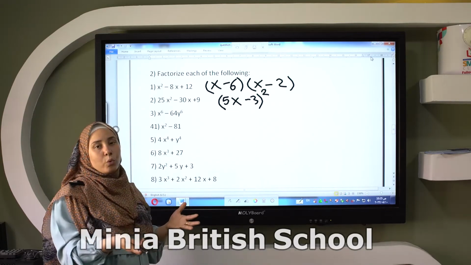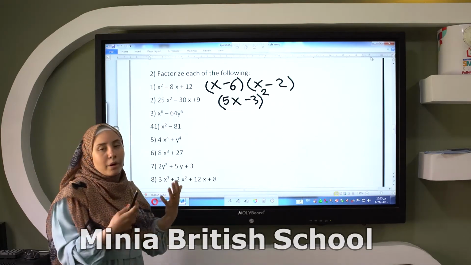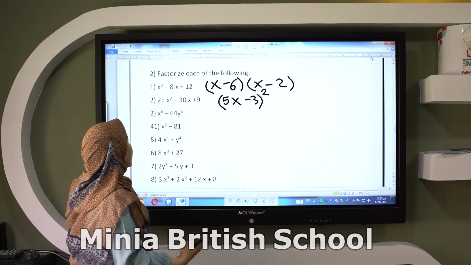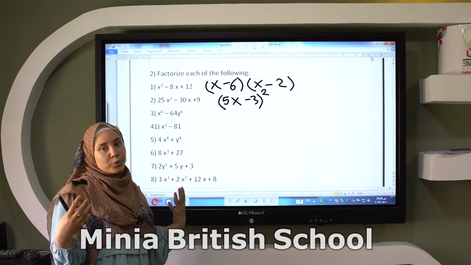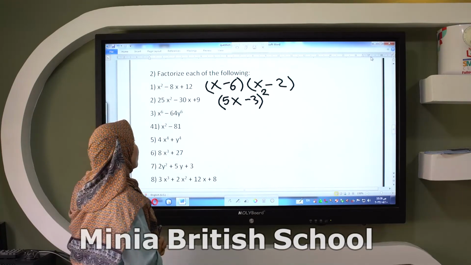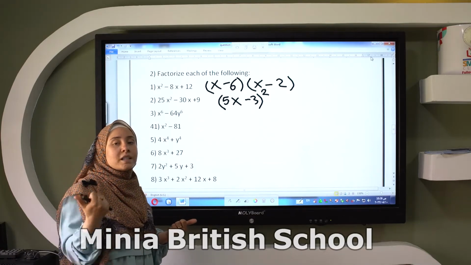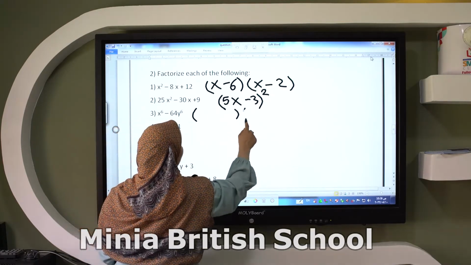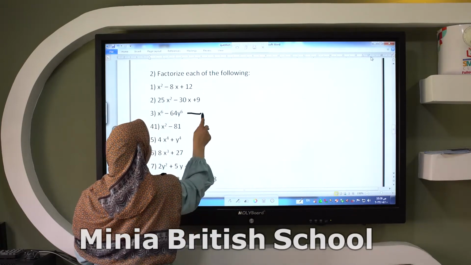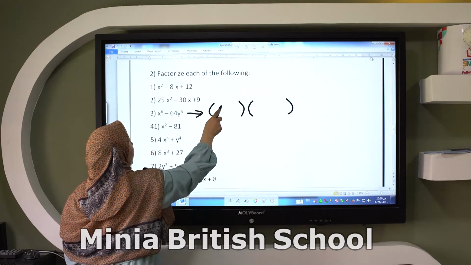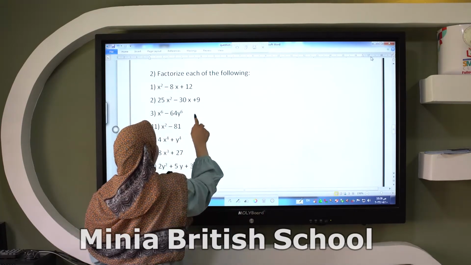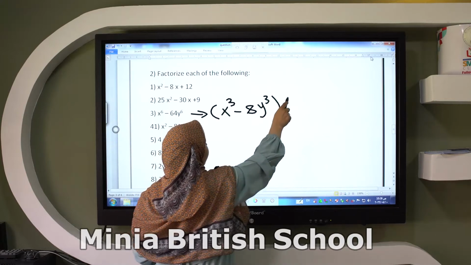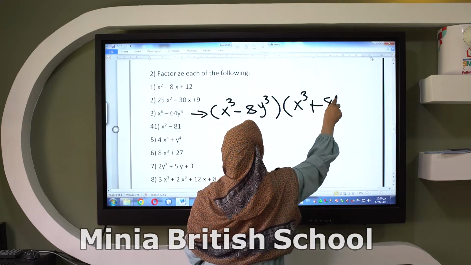Number 3: x power 6 minus 64y power 6. This expression can be seen in two ways: a difference between two squares or a difference between two cubes. But in factorization, first factorize this expression as a difference between two squares. Okay, like this, you have two brackets: x power 3 minus 8y power 3, and the second one, x power 3 plus 8y power 3.